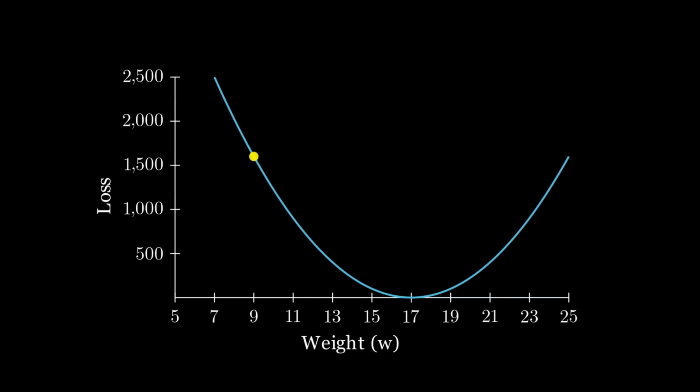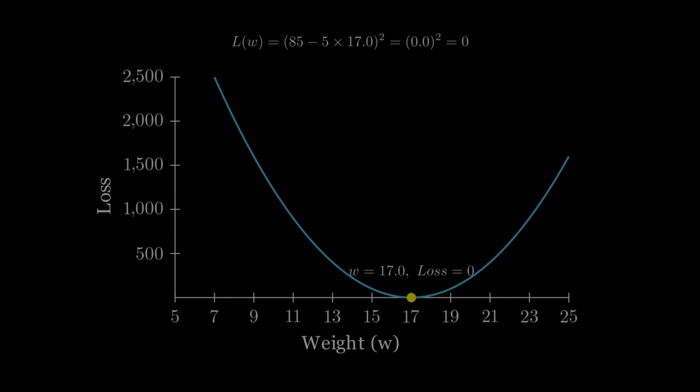It starts with random weights and checks the loss. Then, using an optimization algorithm like gradient descent, it takes steps downhill toward lower loss. Step by step, the model updates its weights. Eventually, it reaches the global minimum, where the loss is the smallest. At that point, the model's predictions are as close as possible to the actual data.